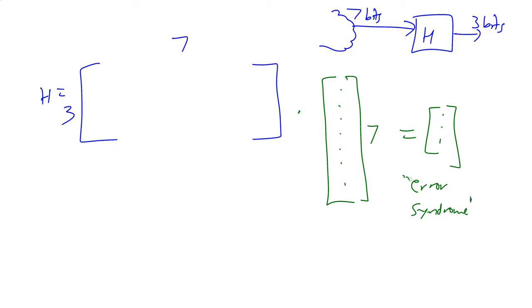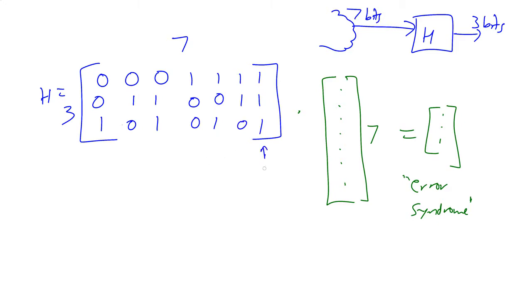Okay, so here is the H matrix. 0, 0, 0, 1, 1, 1, 1. 0, 1, 1, 0, 0, 1, 1. 1, 0, 1, 0, 1, 0, 1. Does that look like gibberish? It's a little bit less gibberish, and you might recognize, if you've done binary numbers before, that this column is the binary number 7. That column is the binary number 6. That column is 5. That column is 4. That column is 3. That column is 2. That column is 1. So, fun fact, it is the numbers 1 through 7 encoded as columns here.